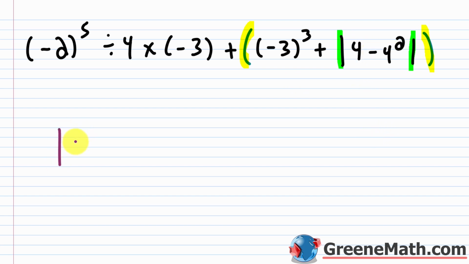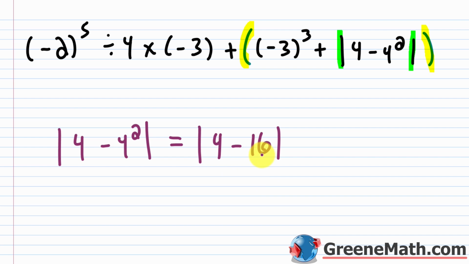So what is the absolute value of 4 minus 4 squared? Well, inside of there, you would think about, okay, I have subtraction and then I have an exponent. So I want to do the exponent first. So 4 squared is 4 times 4, that's 16. So this is the absolute value of 4 minus 16. So a lot of you can do that in your head at this point. So 4 minus 16 is negative 12.